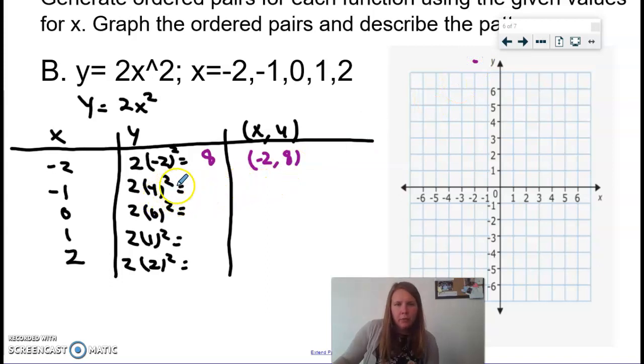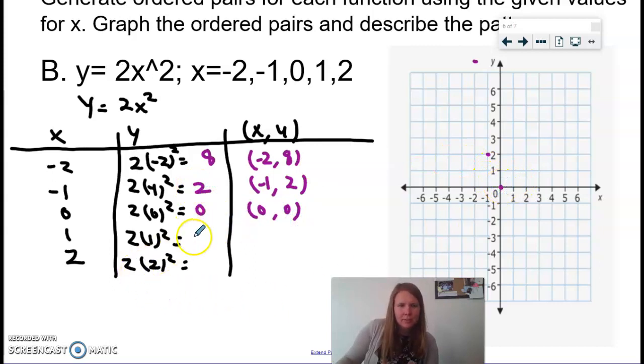If I have negative 1 squared, that's still going to be 1. So 1 times 2 is 2. So I'm going to have negative 1, 2. All right, 0, I have an x of 0. Well, 0 squared is 0 times 2 is 0, so it's now at the origin. Oops, forgot to add it over here. All right, I'm just going to finish this one out.